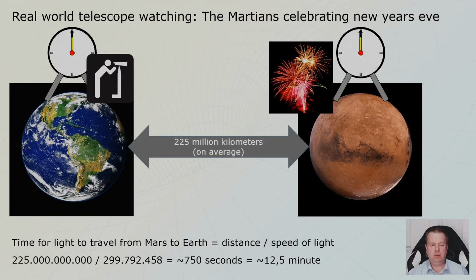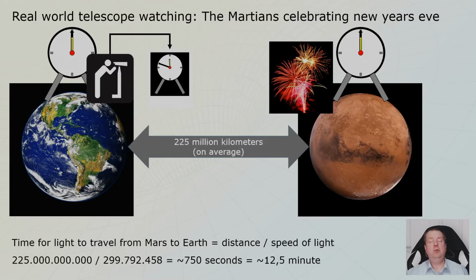So at 12 o'clock Earth time, we will see the clock of the Martians 12.5 minutes before 12, and they haven't lit up the fireworks yet. And when our Earth clock is at 12.5 minutes past 12, then we will see the fireworks on Mars. And this effect of light needing time to travel back to the observer is not in what I call classic time dilation. It is in real world time dilation, and we need a fix to calculate in this factor.